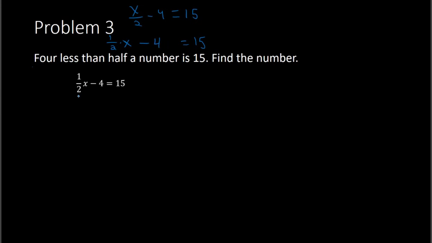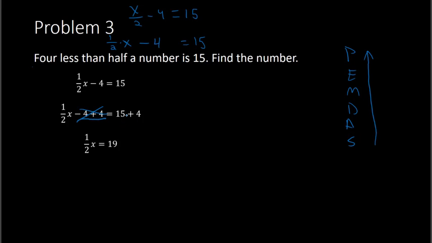If we use it this way, with the 1/2 times x minus 4, we need to do reverse order of operations. So we're going to begin with addition and subtraction first, and then go from there. So we see the 4 being subtracted. So to get rid of the 4, we can add 4 to both sides. So the -4 plus 4 on the left side would cancel out. I'm left with 1/2 x on the left. On the right, I have 15 plus 4, which would be 19. So I have 1/2 times x equals 19.